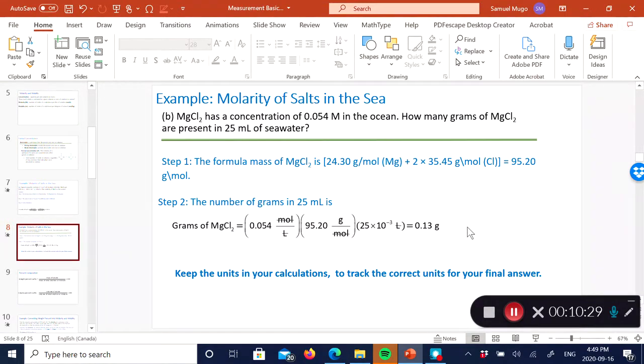And then you get the grams. And of course, you need to multiply it by the volume in liters. So you take the molar concentration multiplied by the molar mass, then you multiply by the volume in liters, and you're going to get the answer in grams. It's very important to keep the units when you're doing the calculation so that they can cancel out, and that way you're able to track what the final units would be.